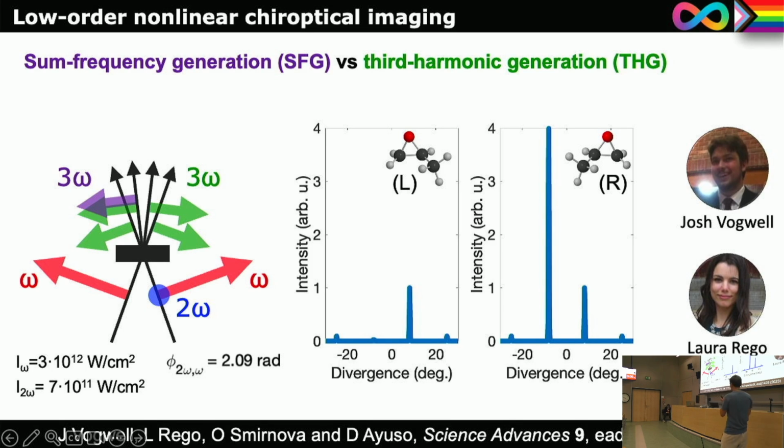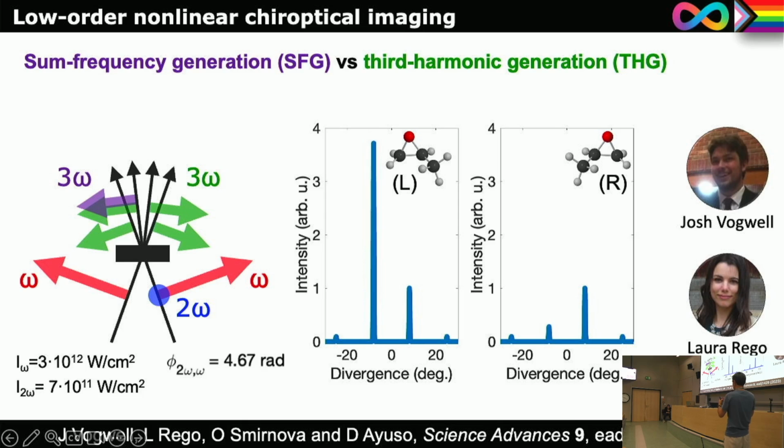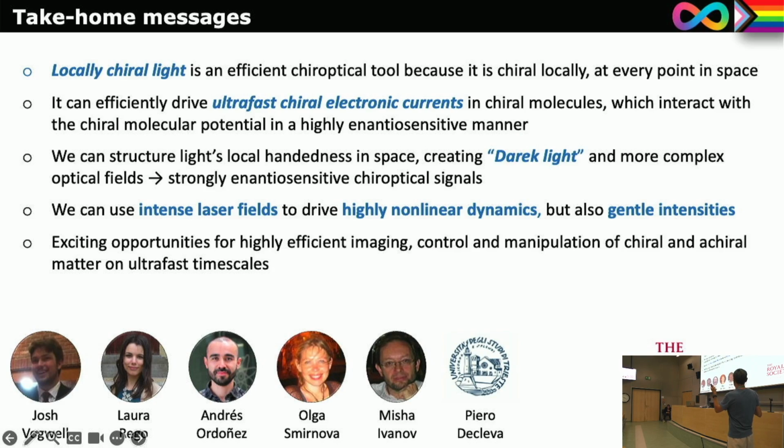And we can do this because by adding this fundamental frequency here, we are creating a locally chiral field. And of course, by controlling the 2-color delay, we control the chirality of the field, and we fully control this effect. So then you can select which enantiomer emits by controlling the 2 omega phase, because the 2 omega phase controls the chirality of the field. And with this I finish.